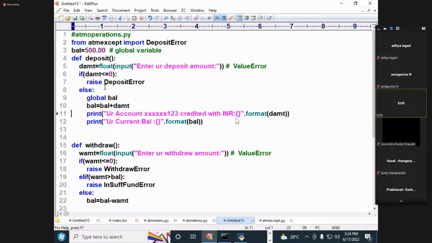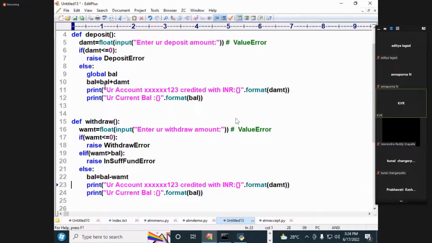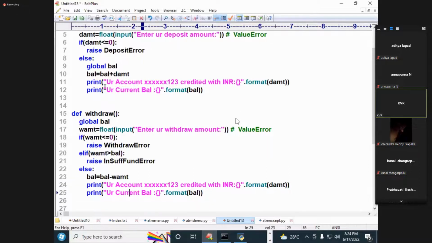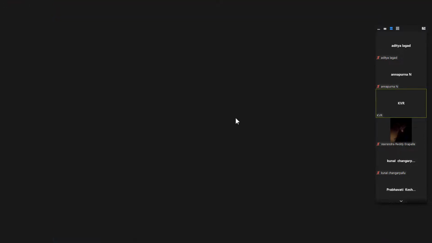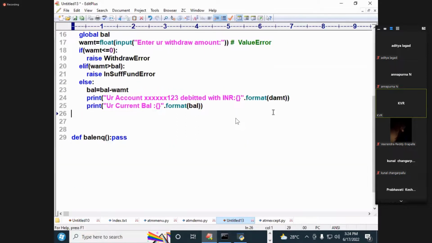Now I will write global keyword here. Global balance. Wherever I do the modification, here also I am doing modification or not? Your account 123 debited with INR, this is W amount, right or not? Right. Your current balance is balance only.